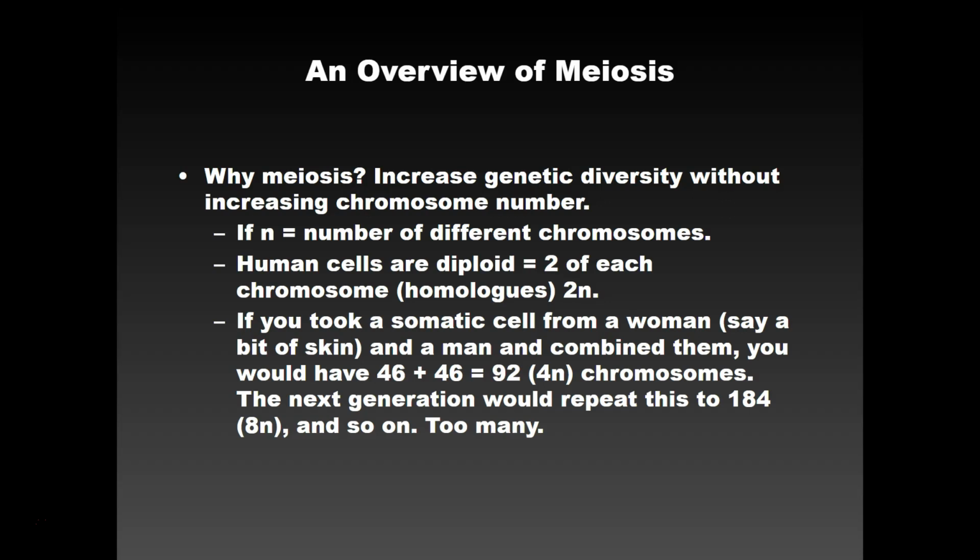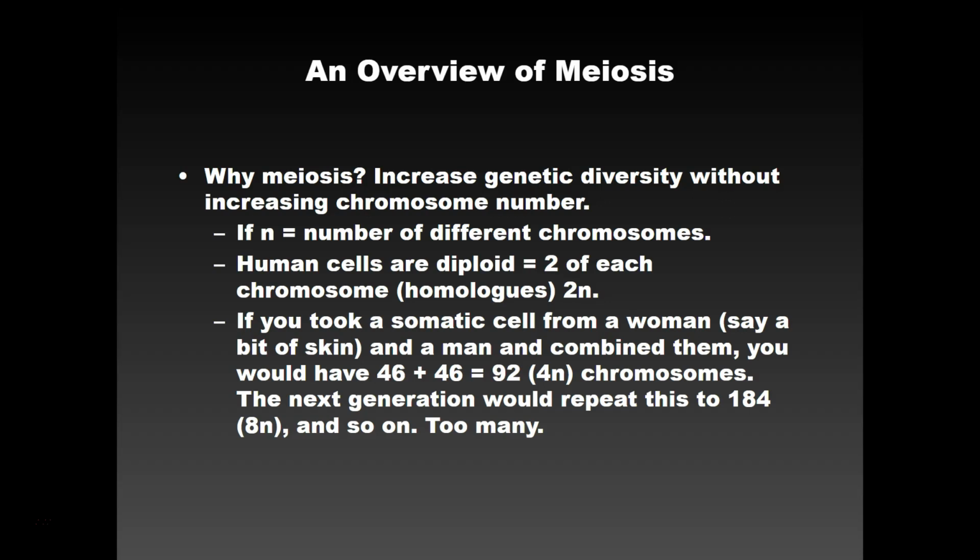If you took a somatic cell from a woman, and somatic just means body cell, so we're not talking about sperm and eggs right now. We're talking about any body cell other than sperm or eggs, so not a germline cell. If you took a bit of skin from a woman and you took a bit of skin from a man and you stuck them together, you would have 92 chromosomes. This individual would be 4N.